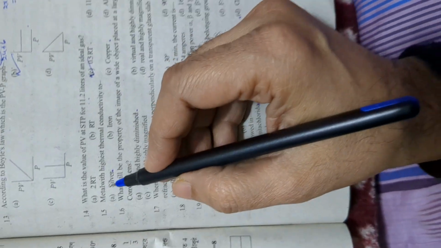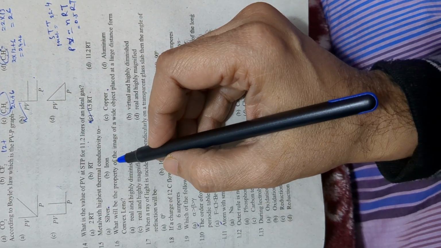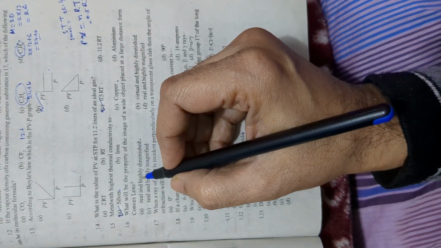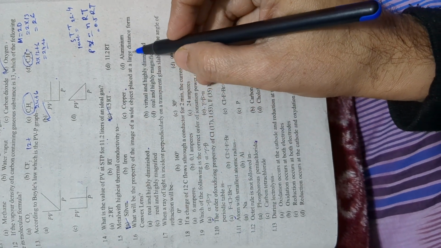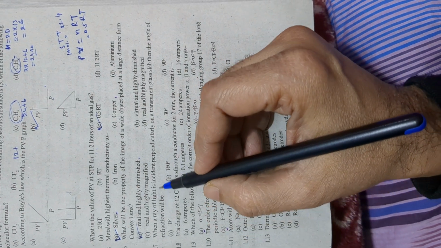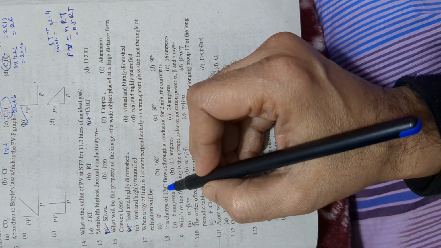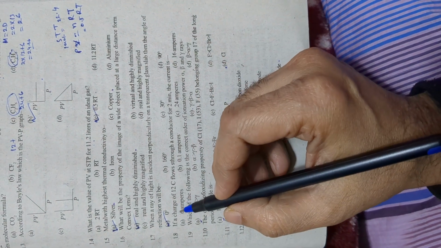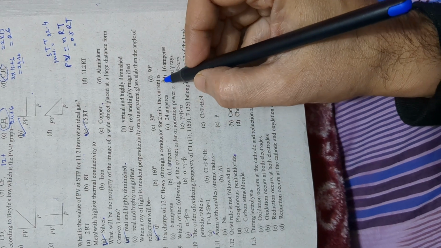Next, metal with highest thermal conductivity. We know the highest thermal conductivity belongs to diamond, but here it is silver because diamond is absent. And next 1.6, what will be the property of the image of a wide object placed at a larger distance from the convex lens? When a ray of light is incident perpendicularly on a transparent glass slab, then the angle of reflection will be perpendicular, that means 0.